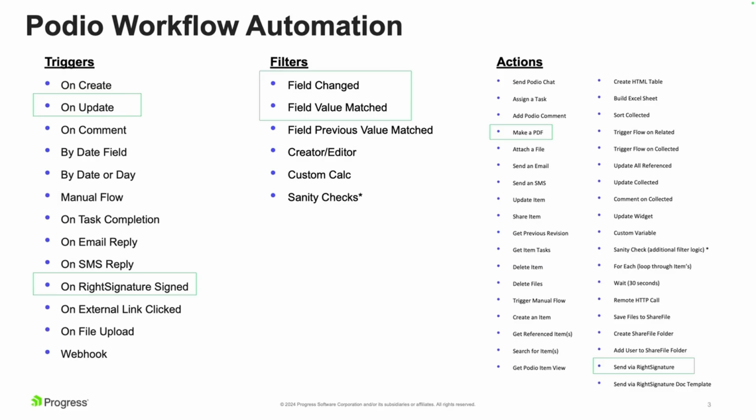We'll leverage some filters around field changed and field match, just so we can trigger a document to go out. And then actions, we'll show you how to make a PDF using workflow automation. And then we'll show you how to send that PDF out through RightSignature to get the e-signature obtained.